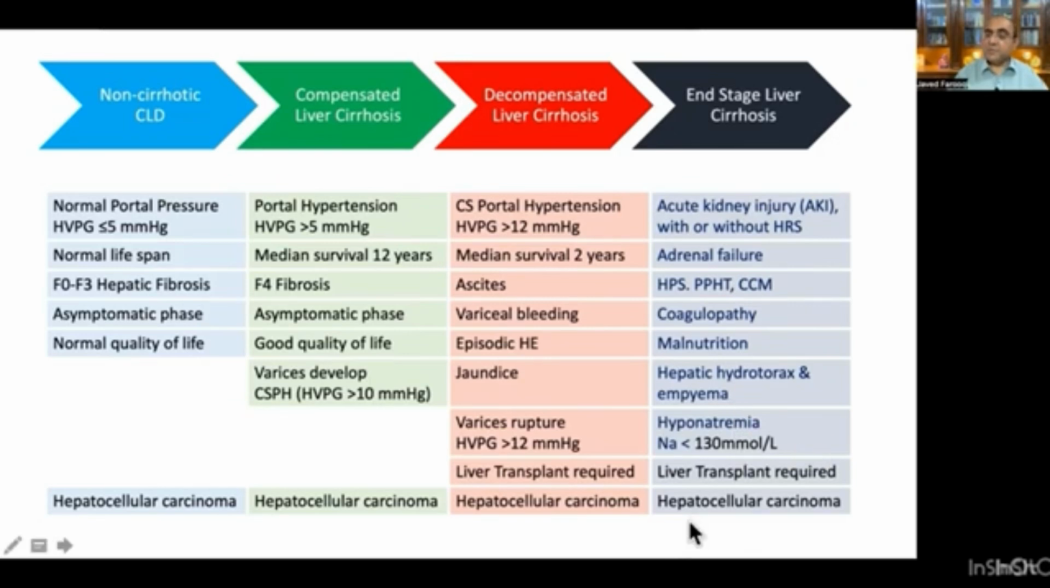But remember, if the hepatocellular carcinoma is the cause of this end-stage liver disease, like advanced stage or the tumor has spread to outside the liver, then the liver transplant is not an answer in this stage as well. This is the end of the story then.